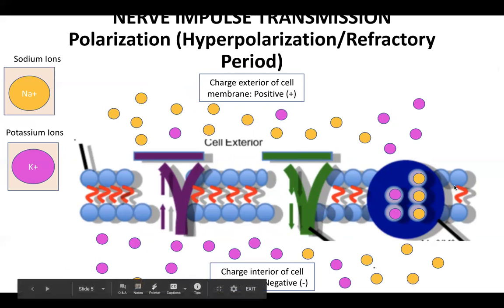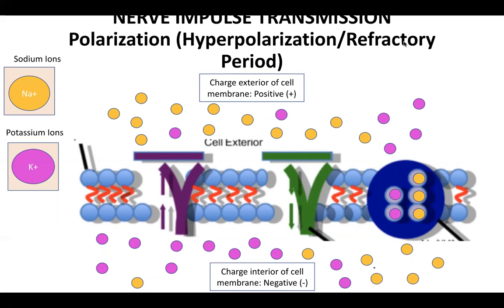At the end of this process, the neuron returns to its original state, resulting in the outside of the cell being much more positive compared to the inside of the cell, which is much more negative. This is because there are many more potassium ions on the inside and more sodium ions on the outside.